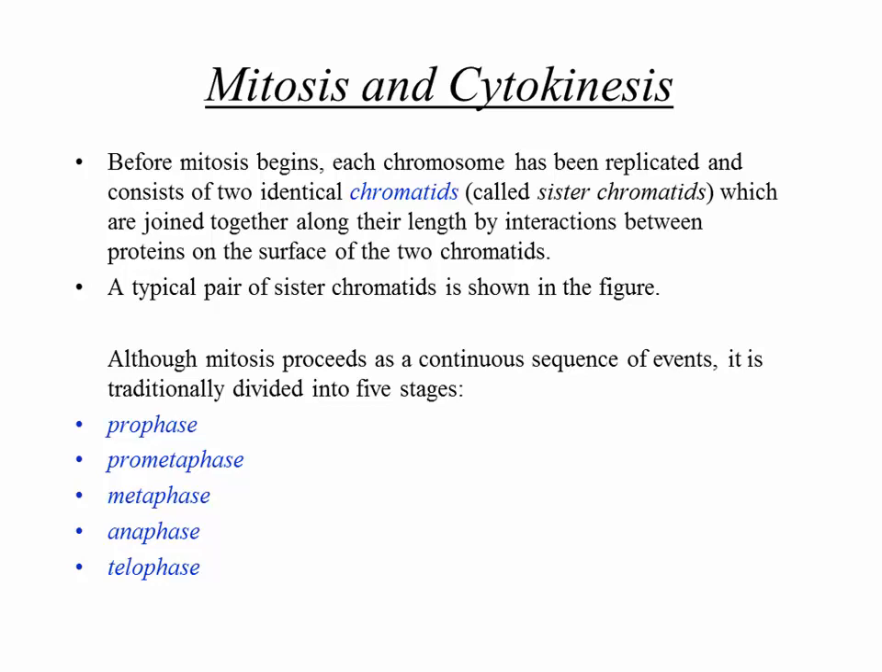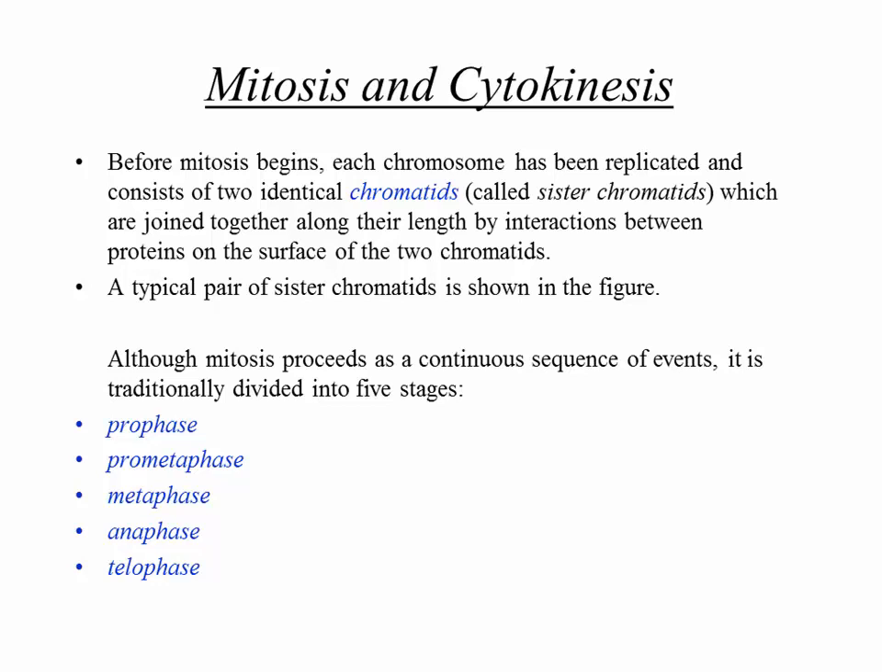So now we are going to talk about mitosis and cytokinesis. Before mitosis begins, so mitosis is a nuclear division, each chromosome has been replicated. How? By DNA replication. We talked about DNA polymerase, and it's in a condensed state also. It consists of two identical chromatids called sister chromatids, which are joined together along their length by interaction between proteins on the surface of the two chromatids.